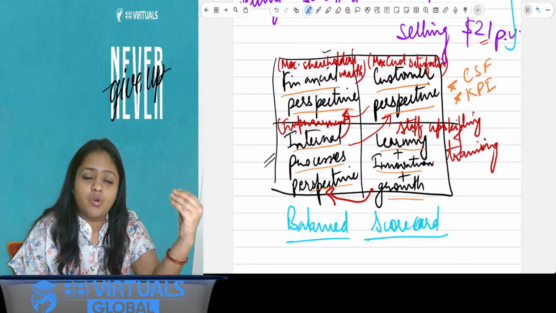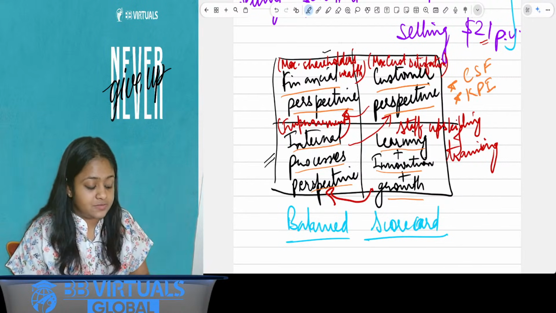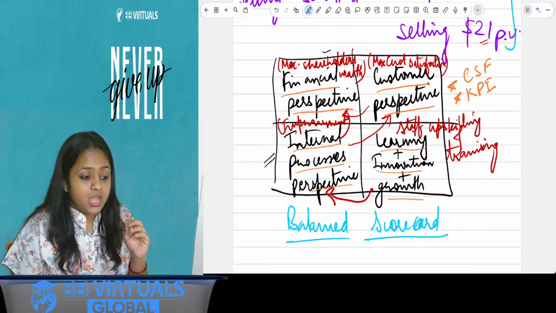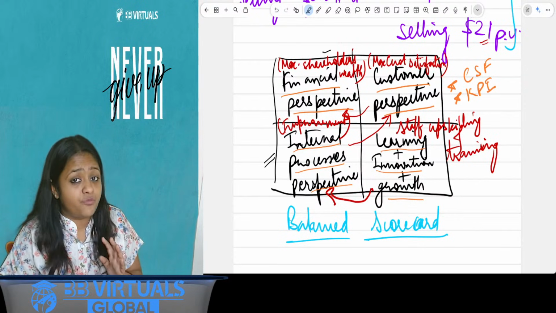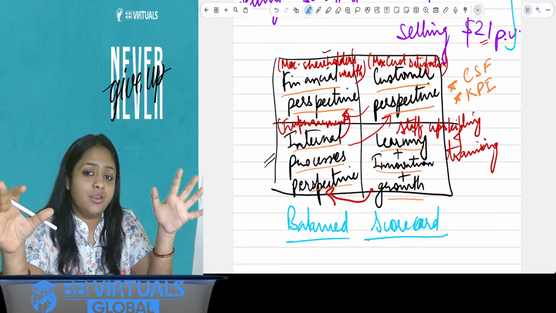Okay, we can also call it learning and innovation and growth perspective. So these are the 4 perspectives that we consider. Now look here. In financial perspective, the main aim of the organization, what is the thought process behind it? To maximize the shareholders' wealth.